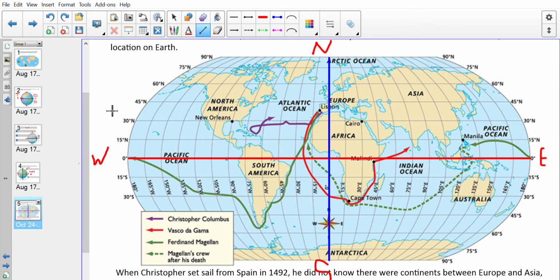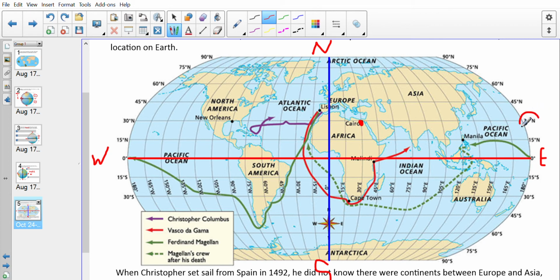So when we put all these points together on a map, we can use these lines to find where specific places are. For example, if we're looking at Cairo here, it's in Africa, so we can use these lines to find out exactly where it is. So we're going to start by looking at the lines of latitude. And we can just simply trace this over to see what degree line of latitude it's on.